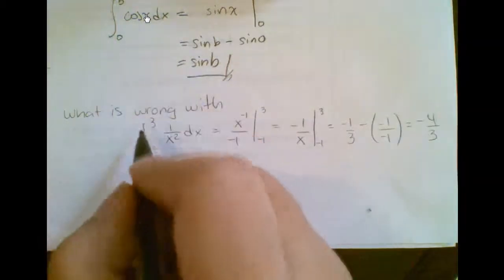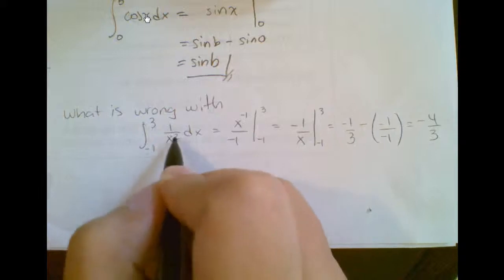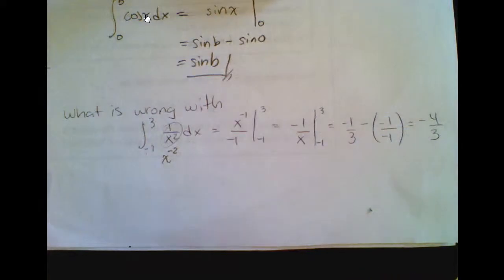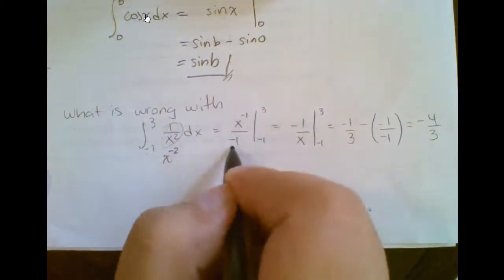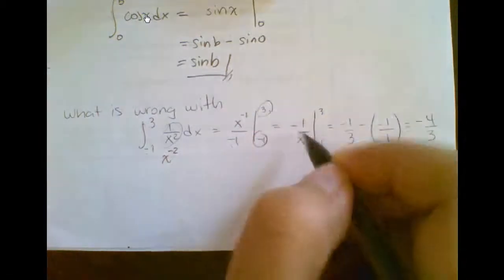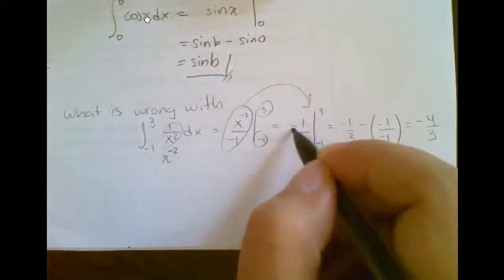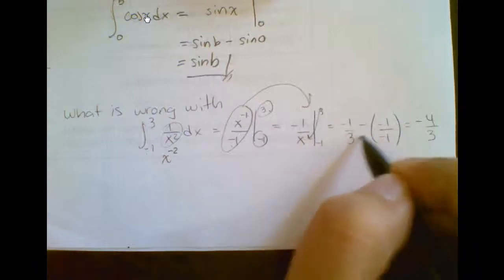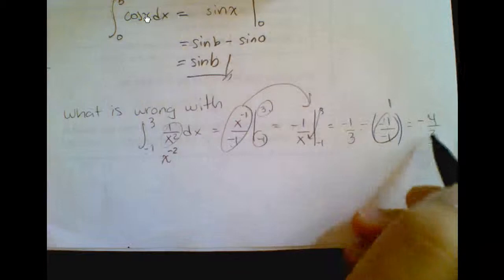Now, example 9 says, what is wrong with finding this area? So you have the integral between -1 and 3 of 1 over x squared dx. You know that this is written as x to the -2, so the antiderivative will be x to the -1 over that exponent -1, evaluated from -1 to 3, which is, let me just rewrite this in a friendlier way, the opposite of 1 over x. So evaluating 3 here, I have -1/3 minus -1 over -1. This is +1, so this will give me -4/3.